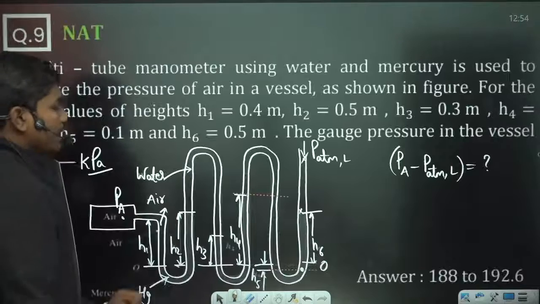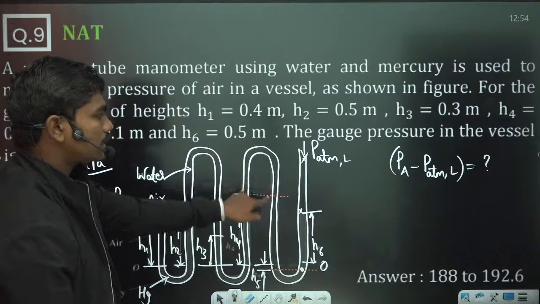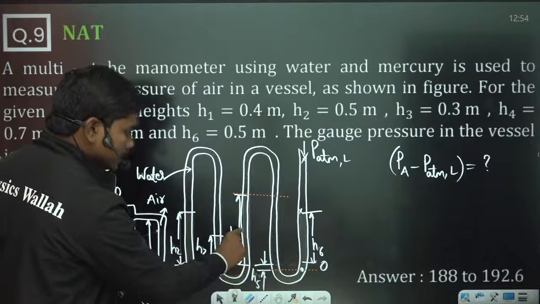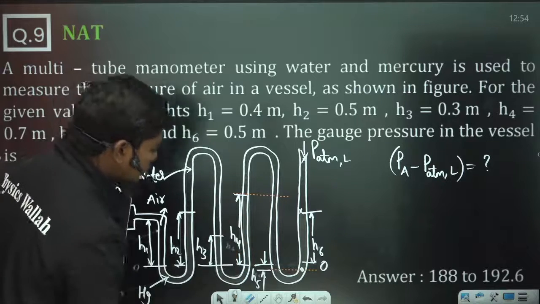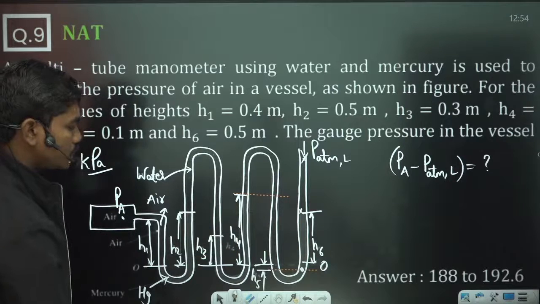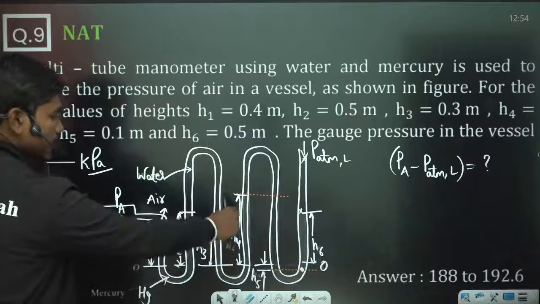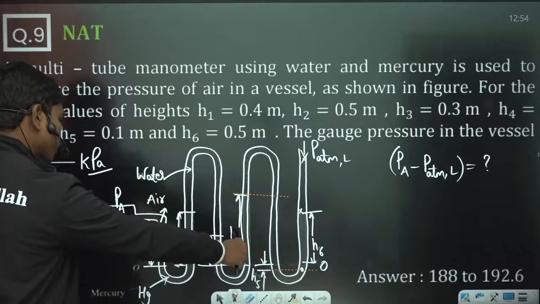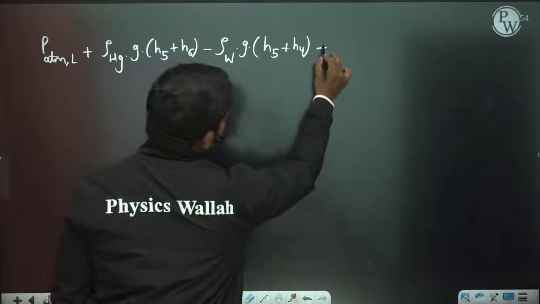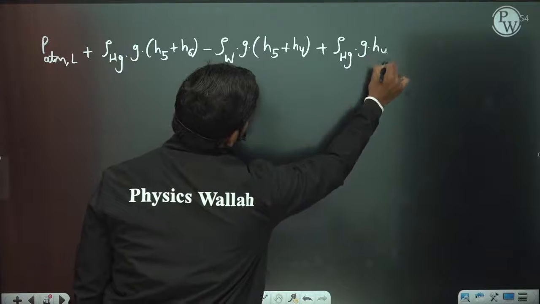Now again, from this location to this location it is completely water, so the pressure heads get cancelled on both sides. Now from this location again to this location it is H4, and this is mercury, correct? So if you see, this is mercury here, this is the H4 location. So minus rho W G H4, this is again plus, correct? We are measuring again in the downward direction, so plus density of mercury times G into H4.